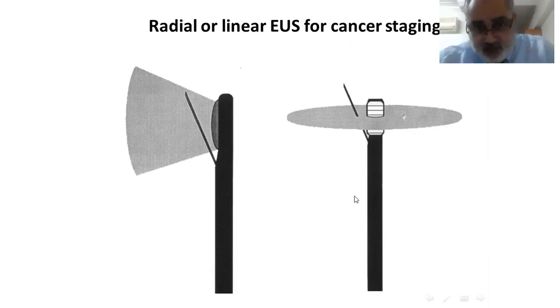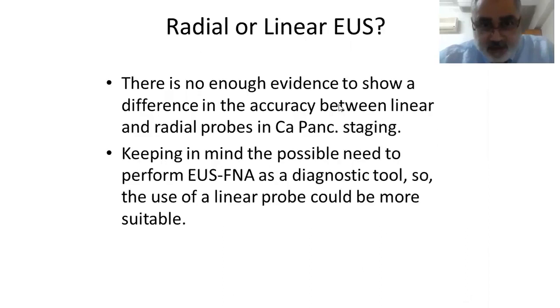There is not enough evidence to show a difference in the accuracy between linear and radial probes in pancreatic cancer staging, but keeping in mind the possible need to perform EUS-FNA as a diagnostic tool, the use of a linear probe should be more suitable.